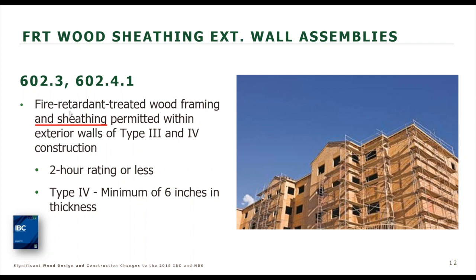In lieu of non-combustible, to permit fire retardant treated wood, it is in walls that are of 2 hours or less. Another thing that you want to be aware of is in type 4 construction, it does require a minimum 6 inches thickness for that exterior wall.